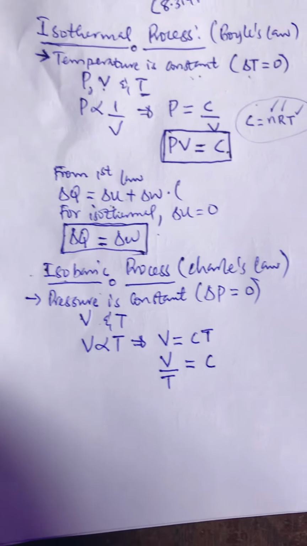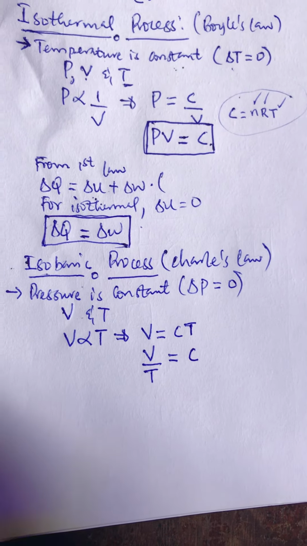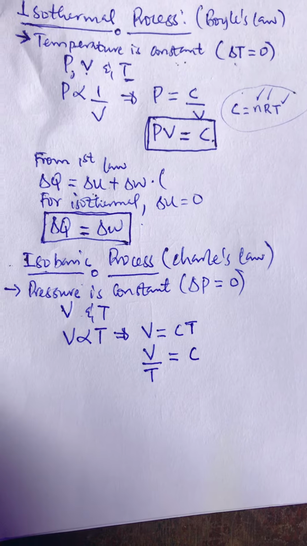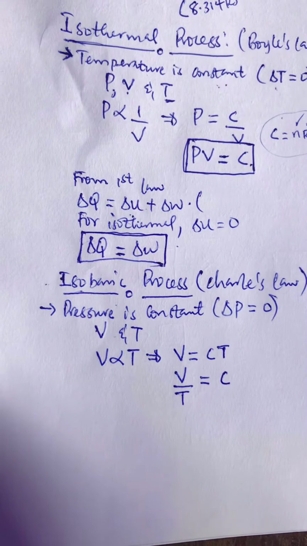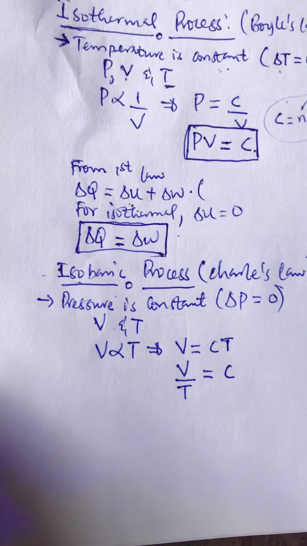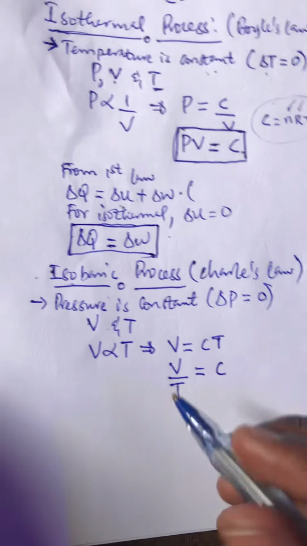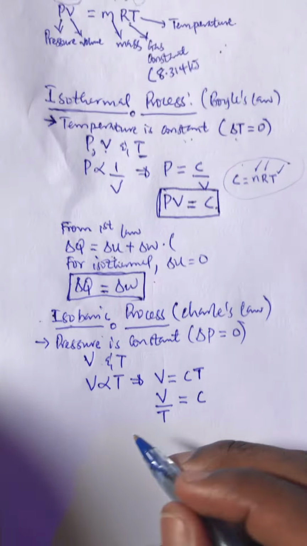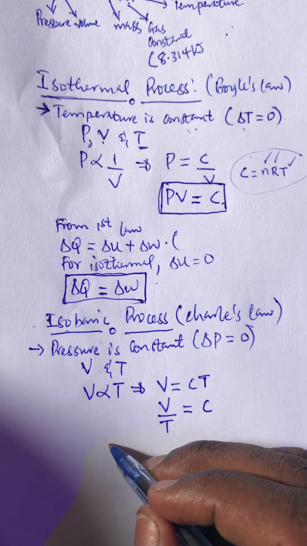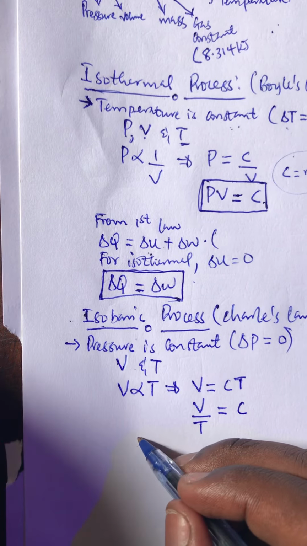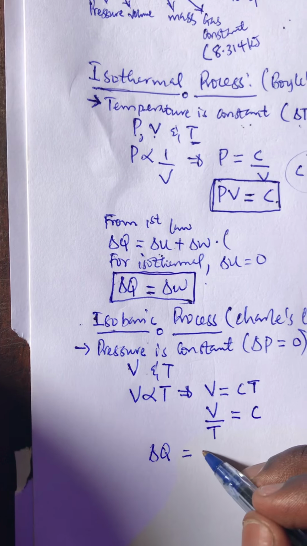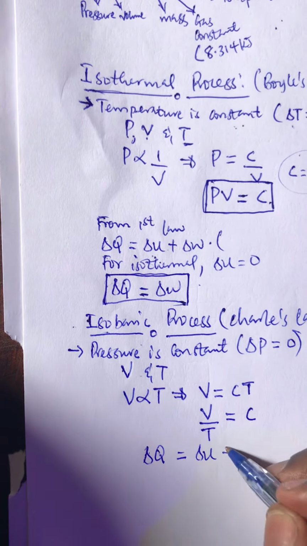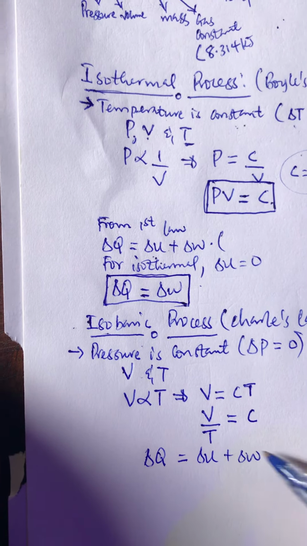So where this constant is equal to what? So this is basically the isobaric process. So in an isobaric process, pressure is constant. So pressure being constant, that means from the first law, we know that Q is equal to what? The change in internal energy plus the change in work done.